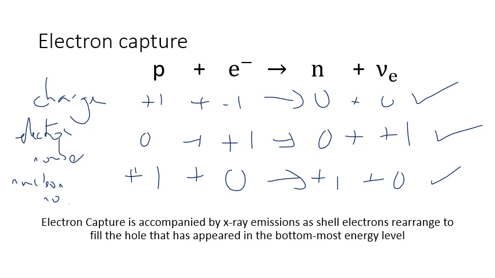But of course, if you suddenly make a hole in the bottom of your shells, then your electrons have to rearrange themselves. One of the higher energy electrons will drop down to fill up that gap that you suddenly created by destroying one of your lowest level electrons. So one of the ways we can tell whether electron capture has occurred is you get X-ray emission. You get a couple of X-ray photons being kicked out as the electrons within the atom rearrange.